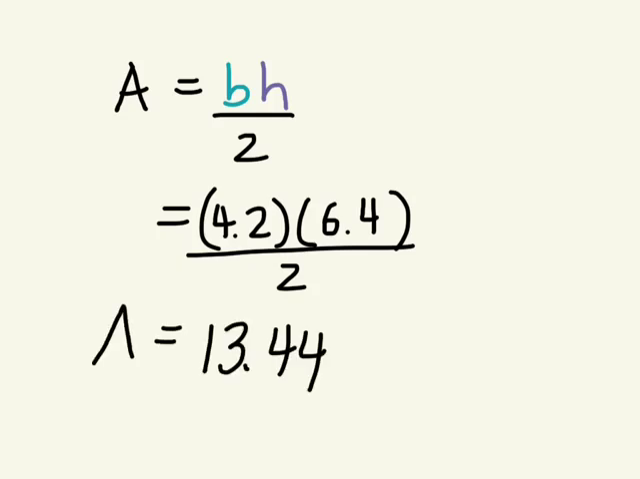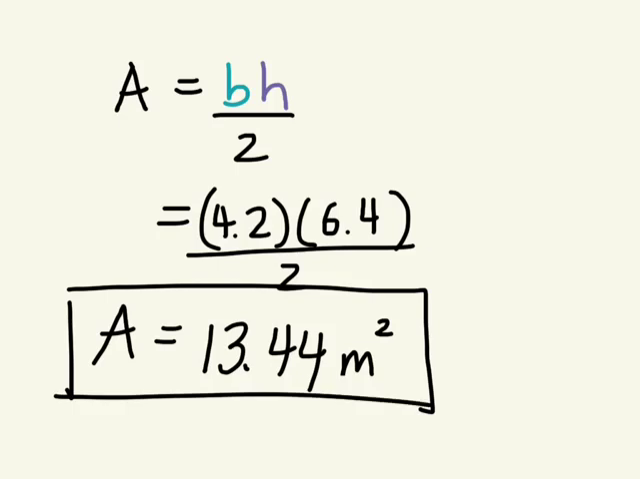13.44, and we need units. The question told us that each unit represented 1 meter, so meters squared. The area of this triangle is 13.44 meters squared.